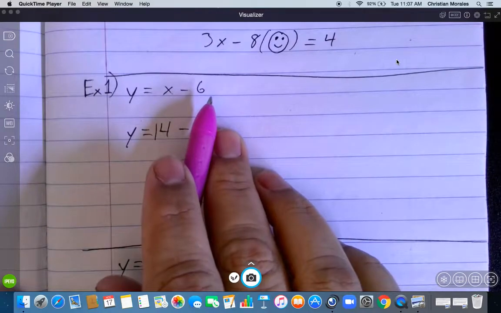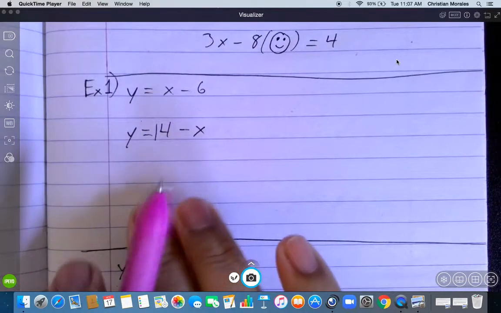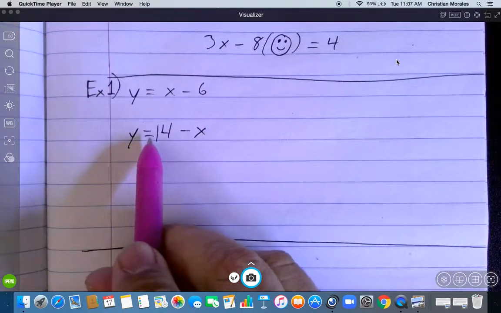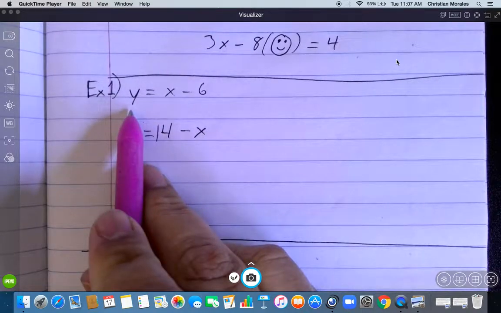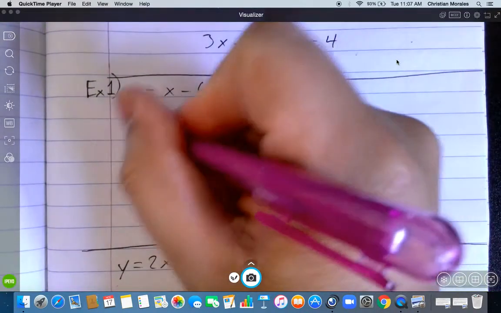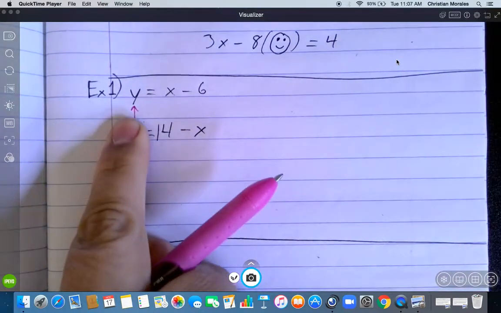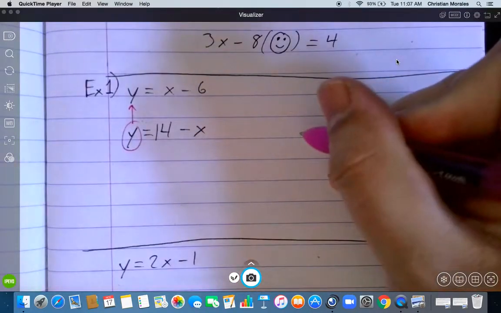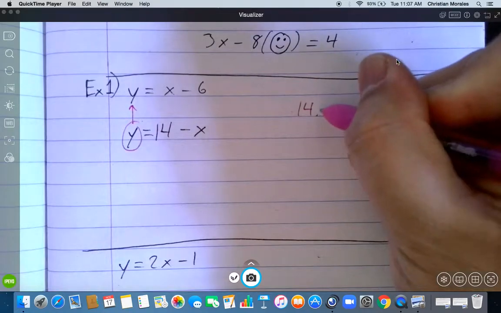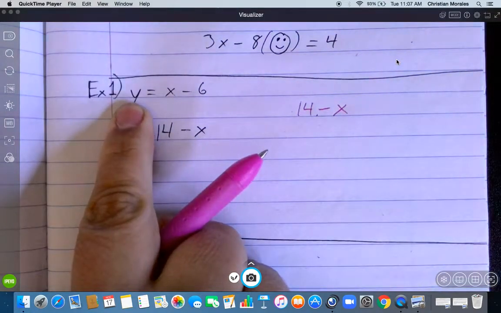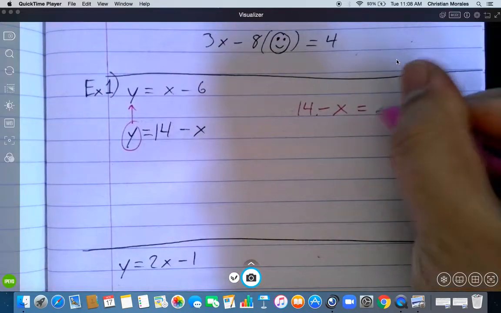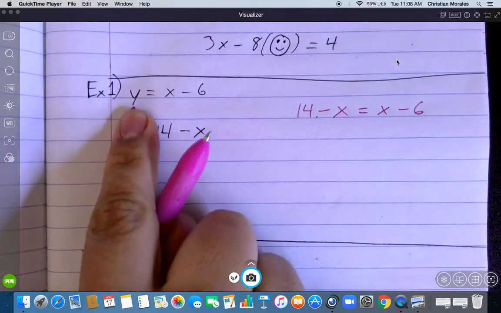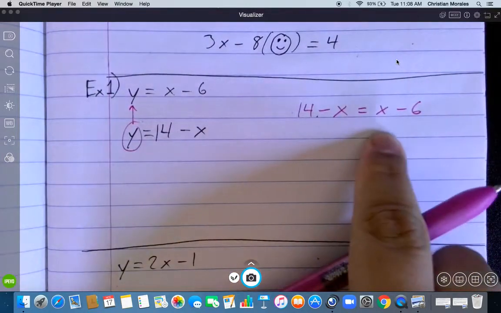y equals x minus 6 and y equals 14 minus x. Now, they both have an x and a y in common, but I want you to notice what they're equal to. This one is equal to y, and this one is equal to y. So what that means is we can take this y and replace the y in the first equation with this. So what would that look like? So now this would be 14 minus x, that's my new y, equals x minus 6. So I basically took the y and I switched out y with 14 minus x. And now I can solve for x.